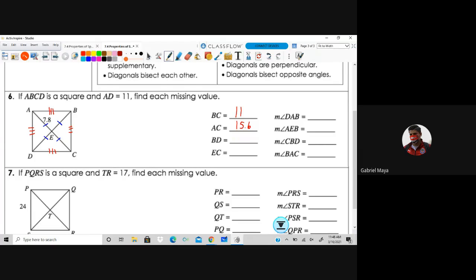What about BD? BD is 15.6 again. Yeah. What about EC?